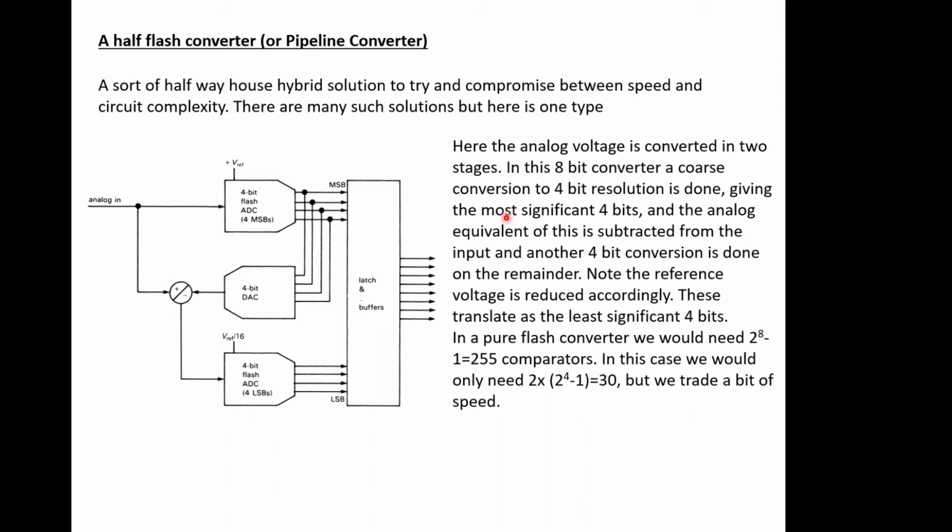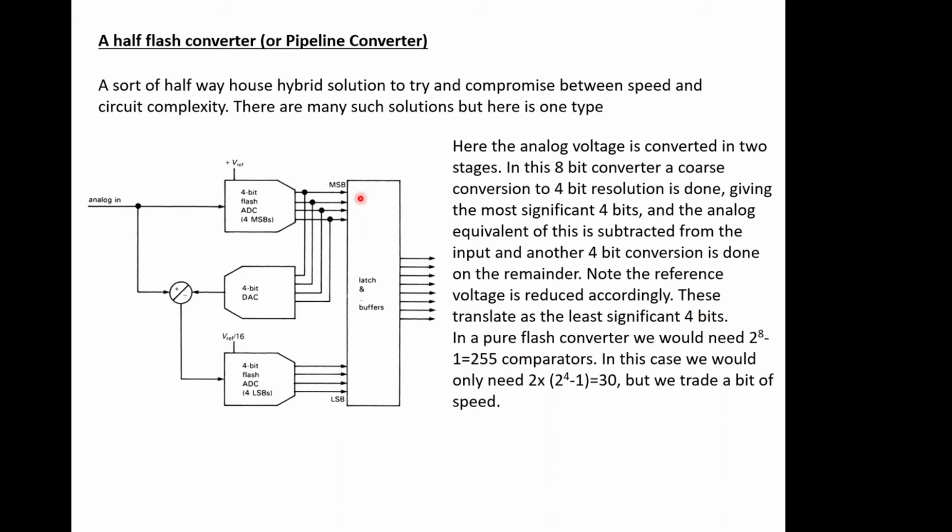So the words say a coarse conversion to 4-bit resolution is done. That gives us the most significant 4 bits. That's happening over here. And the analog equivalent for this is then subtracted from the input. So we've got a subtraction amplifier going on here. So there's an analog device hidden in this summing junction. Another 4-bit conversion is then done on what's left over, and we have to reduce the reference voltage accordingly, because we're talking about smaller voltages. And these then add up to give us the 4 least significant bits of the system.